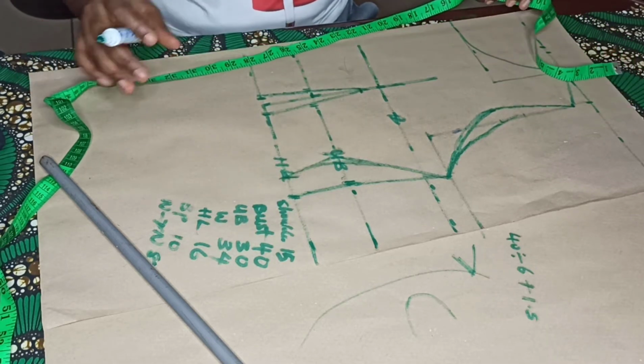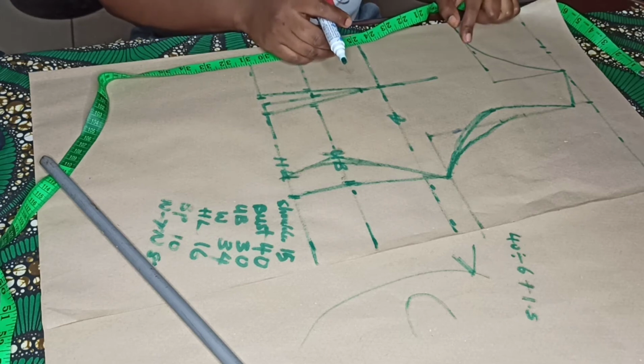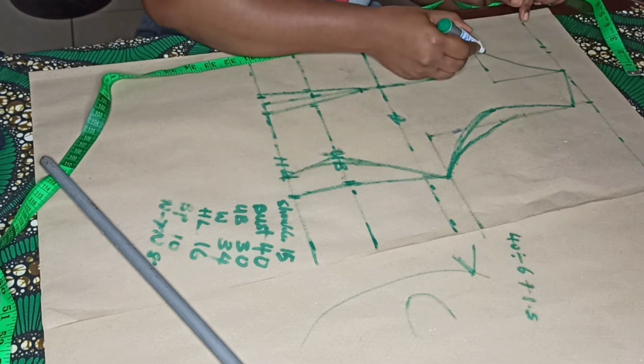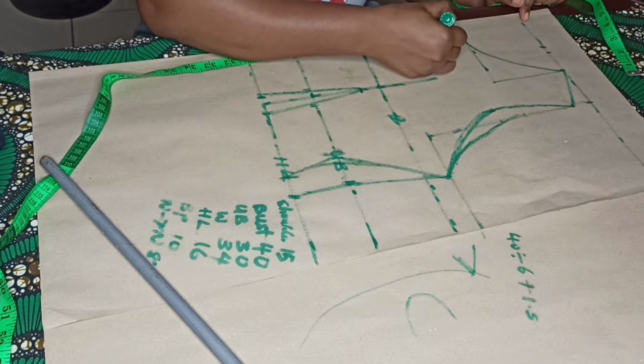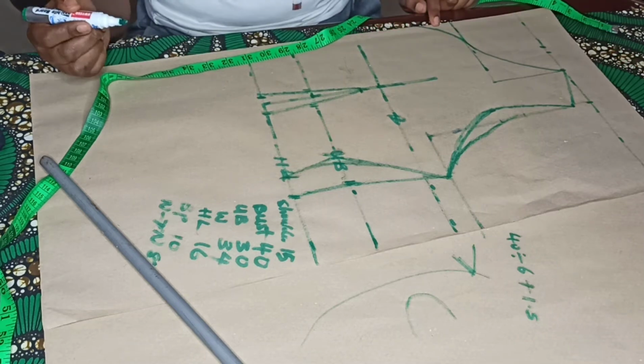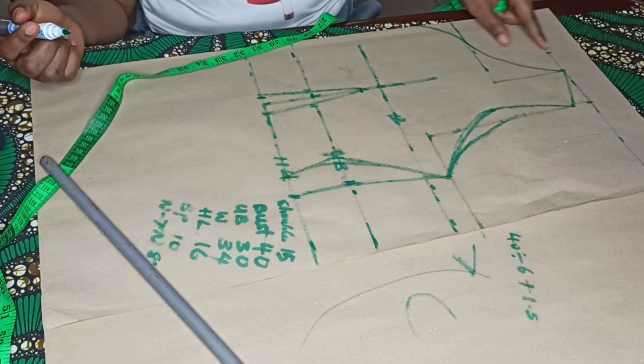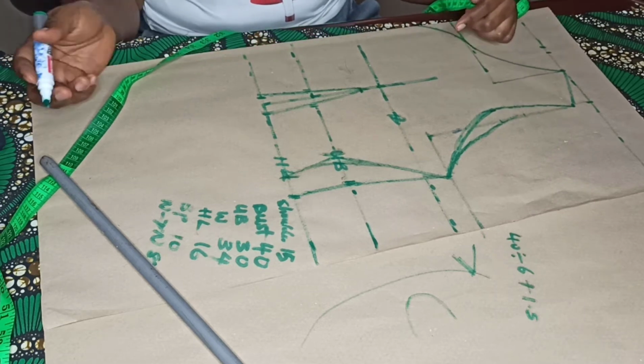So guys, you can also alternate your neckline if you want. You can decide to do a sweetheart by coming this way, a sweetheart neck, this is what it looks like. So depending on what you want, you can decide to alternate your neck to any way you want.